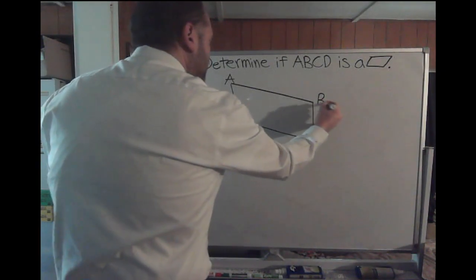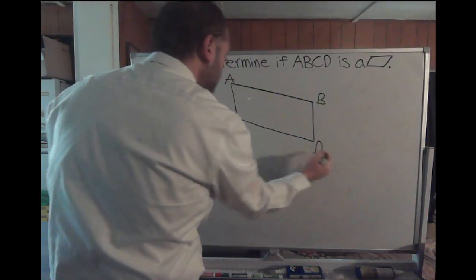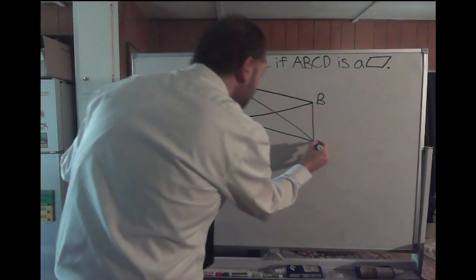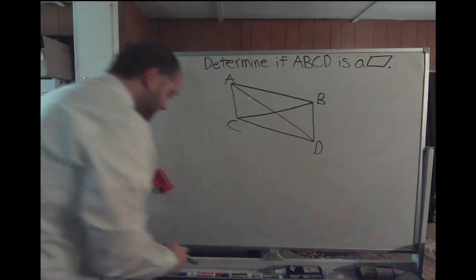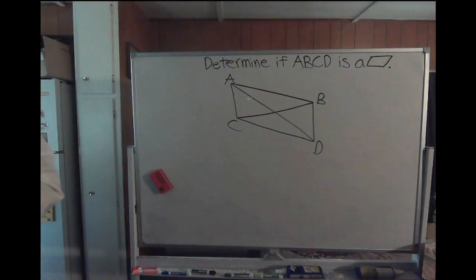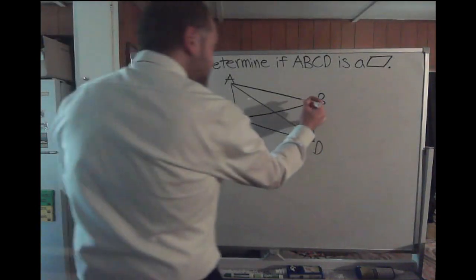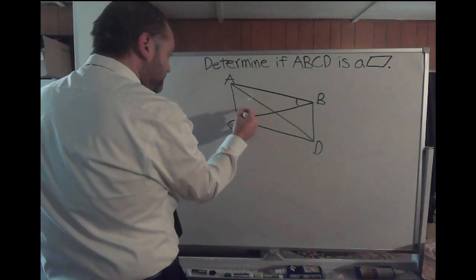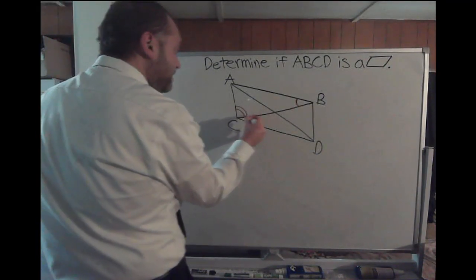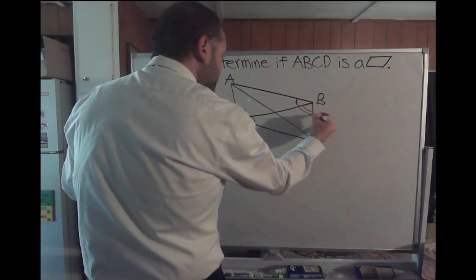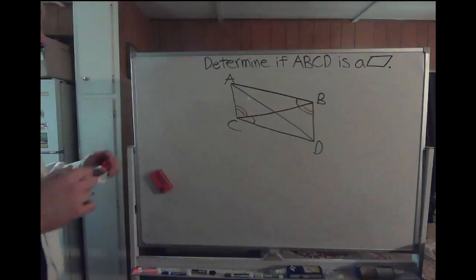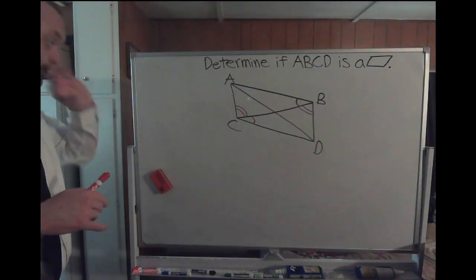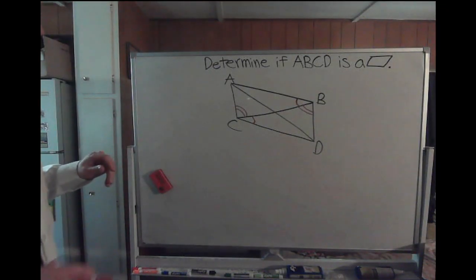A, B, C, D, diagonals on each. We have two diagonals here. So what do they actually give us? They give us the fact that we have alternate interior angles that are congruent, so that's a start. We do have alternate interior angles that are congruent. And actually, this is really going to help.